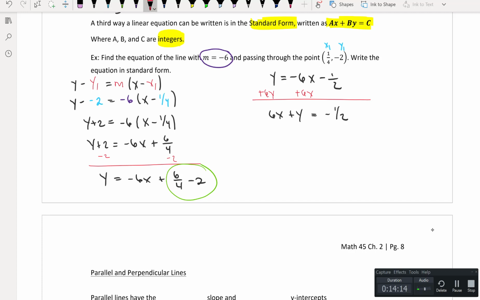Well, don't forget it also says that your answers must be integers. So that fraction doesn't help us. So since it's a fraction of -1/2, that means I'm going to multiply every single thing by 2. Once I do that, the denominator of the fraction will cancel out. So I really have 2 times 6, which is 12x, 2 times 1, which is 2y, and a positive 2 times -1/2 ends up becoming -1. And that would be my answer in standard form.